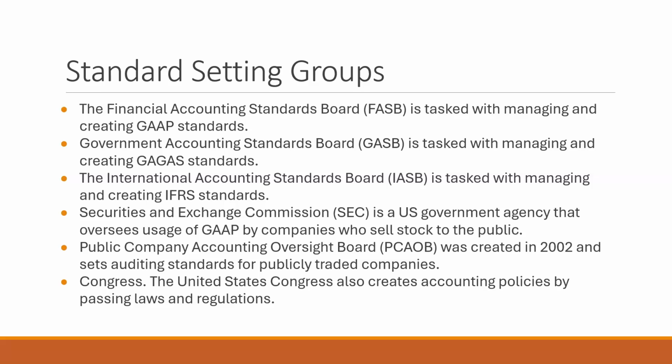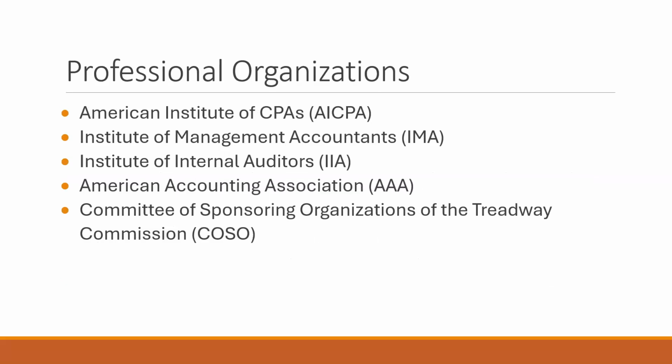And then Congress, U.S. Congress, creates accounting policies by passing laws and regulations. For example, Congress created the SEC, or the Securities and Exchange Commission, and they direct what the SEC can and cannot do. They also give new rules and can create new GAAP laws. Okay. Then we have professional organizations for accounting, and this is just a sample of professional organizations for accounting.